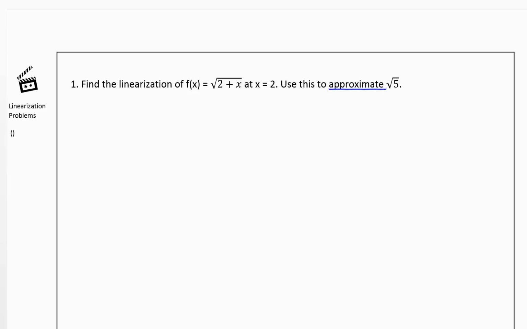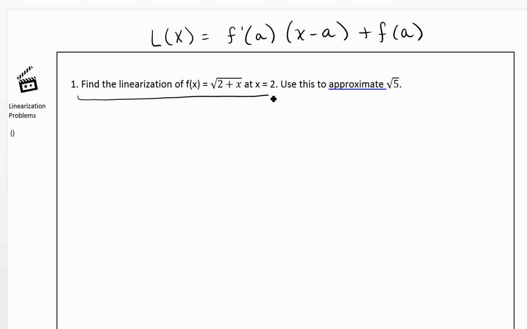Now we're going to do two problems where we use the linearization. So remember, we saw in the last video that L of x is equal to f prime of a times x minus a plus f of a. Okay, so the first part says, find the linearization of f of x equals the square root of 2 plus x at x equals 2. So that's actually our a value.